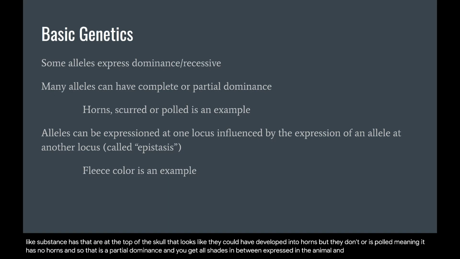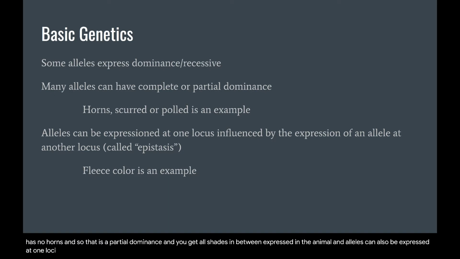And alleles can also be expressed at one loci that influences the expression of alleles at another loci. And that is epistasis, and fleece color is a great example, where there's multiple locations along the chromosome that affect what's being presented in the actual offspring.